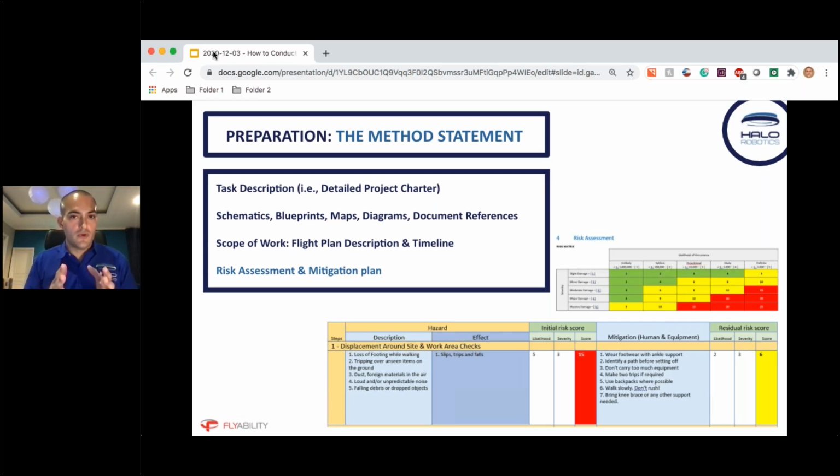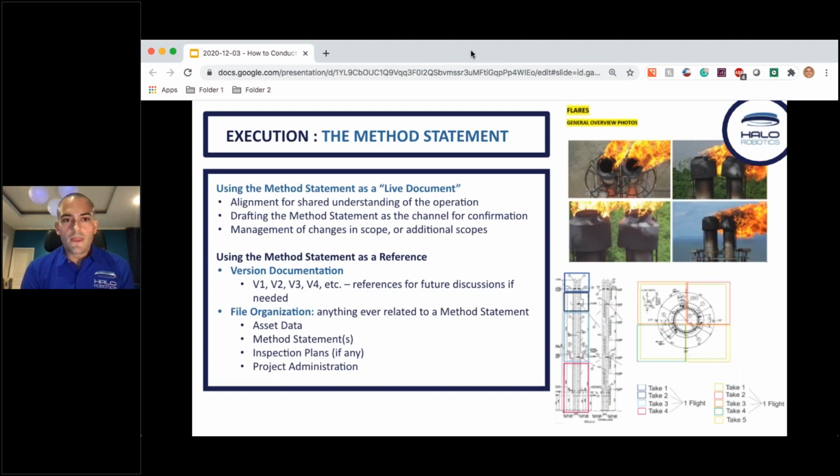Then once you have that number, you go about your mitigation plan, which is all of the different steps you're going to take in order to mitigate that risk. And here again, it's very, very important in terms of the preparation to be detailed. You can see in the bottom here, we've even listed bringing a knee brace, or any other type of support needed. Level of granularity is very important. So the risk assessment and mitigation plan is also a very important part of the preparation. So that concludes the method statement. And next slide, I'll talk a little bit about how this is used.